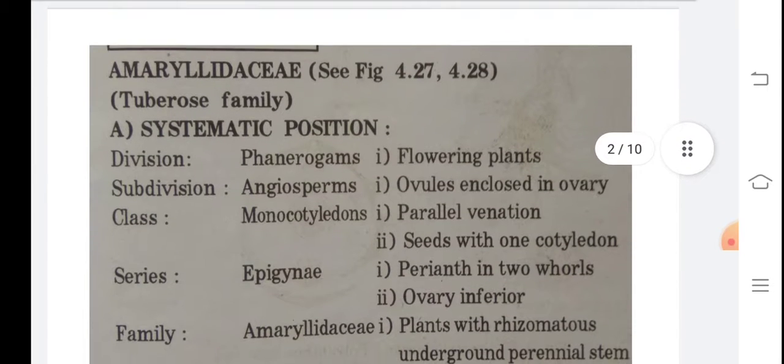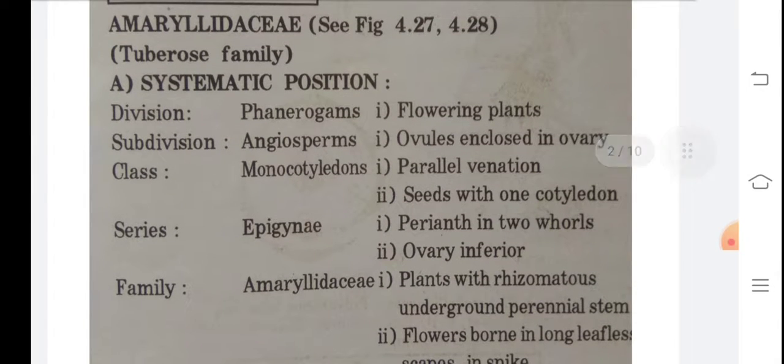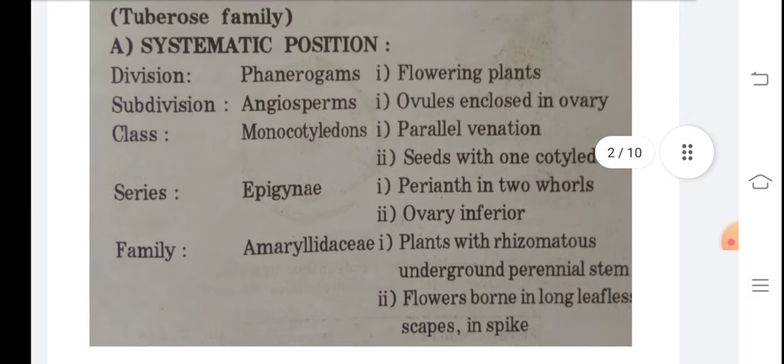So these are the good photographs. The systematic position of this family is the division phanerogams, that is flowering plants, subdivision angiosperm, ovules enclosed in ovary, class monocotyledons. The other 7 examples are from the dicotyledons. So this is the only family from monocotyledons for our syllabus. It shows parallel venation, seeds with one cotyledon. Then series epigynae, so perianth is present in two whorls, 3 plus 3, and ovary is inferior.